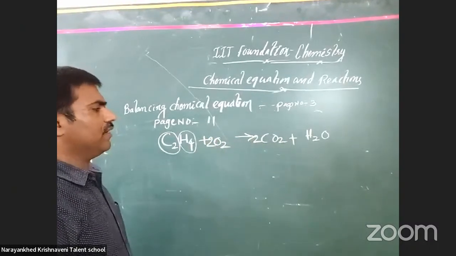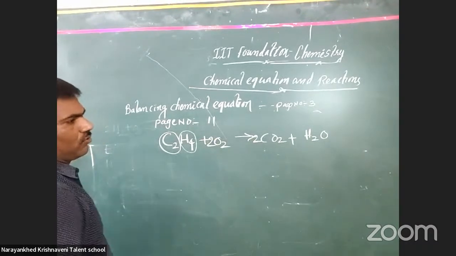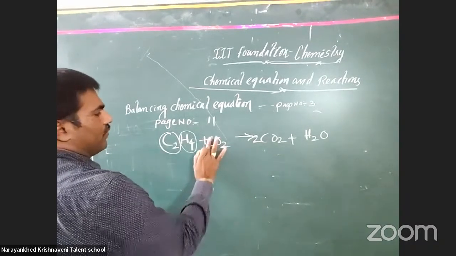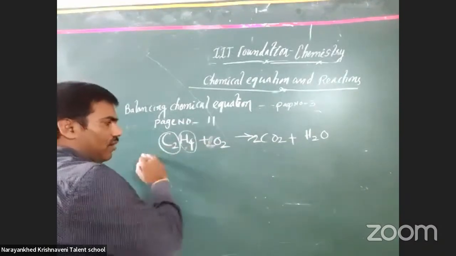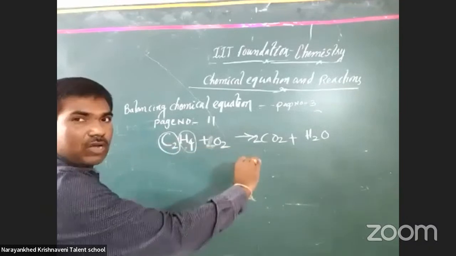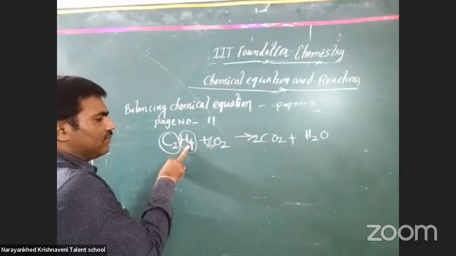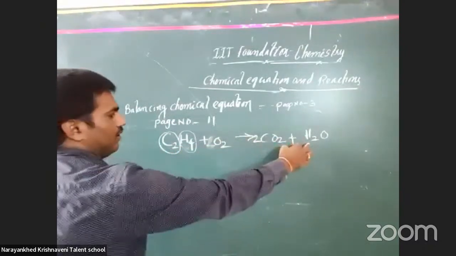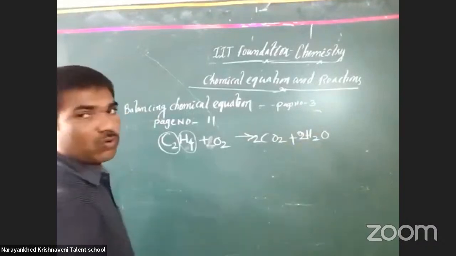How many are there? Four oxygens are there, and one more. Now it is not enough. Let's go with the hydrogens, coming in order. Automatically it may solve. How many hydrogens? Four there, and here there is only two. Make it two, and it will become four.